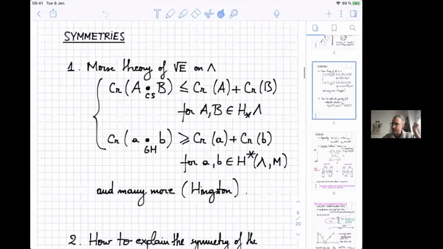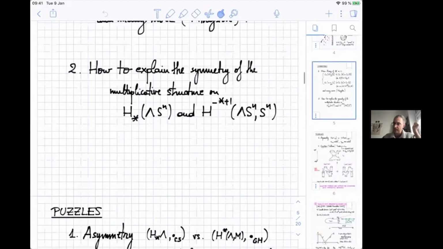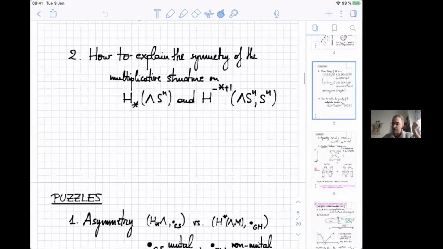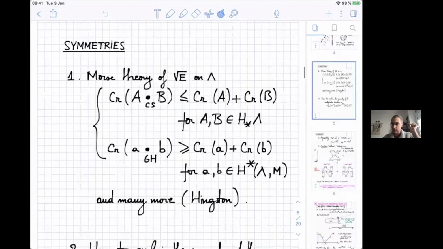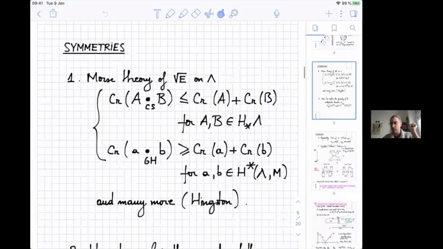So you have already seen this symmetry between the multiplicative structure on homology and cohomology of free loops on spheres. There are also symmetries which involve Morse theory of the energy function, or rather its square, which has the same measure unit as the length. We can associate to any homology class a critical value given a Riemannian metric. To any cohomology class, we can also associate a critical value.